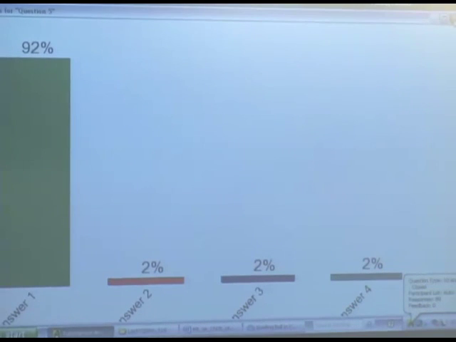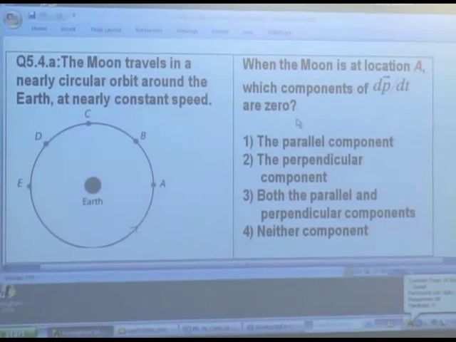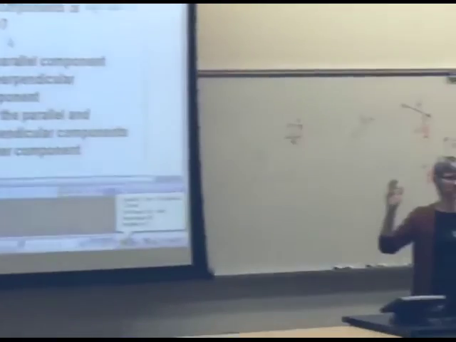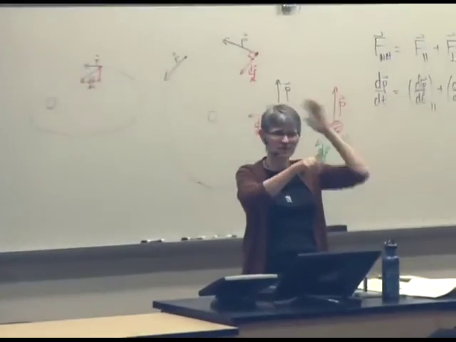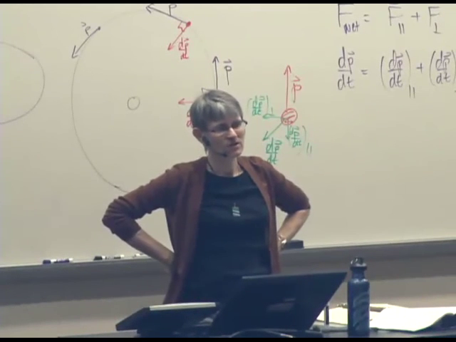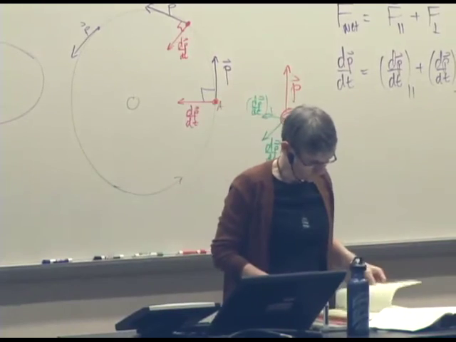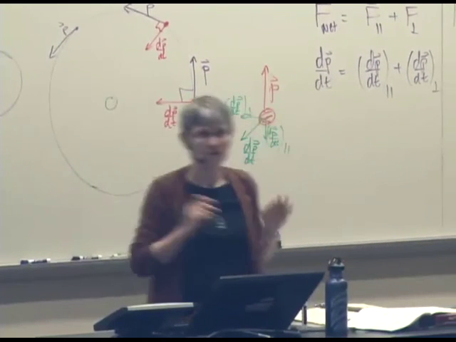Okay, so now we're on the same page. See, that's one of the reasons these questions are good. We can tell when we're not on the same page. So now we seem to be on the same page. dp dt is completely, in this particular case, completely perpendicular. And so the parallel component is 0. Okay, good.